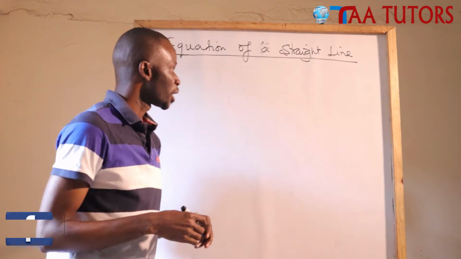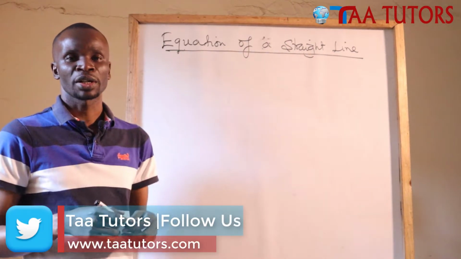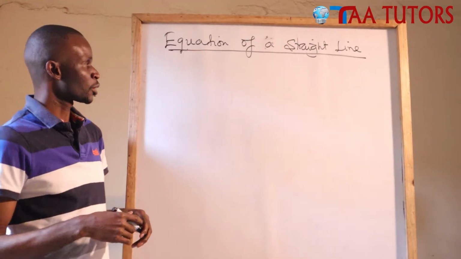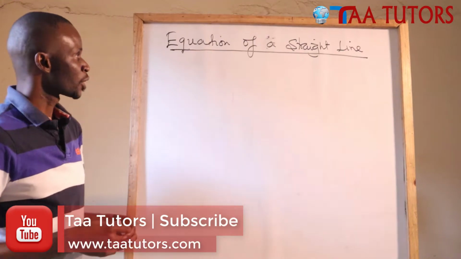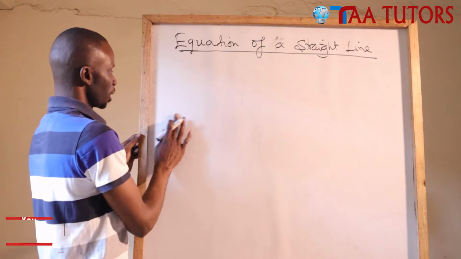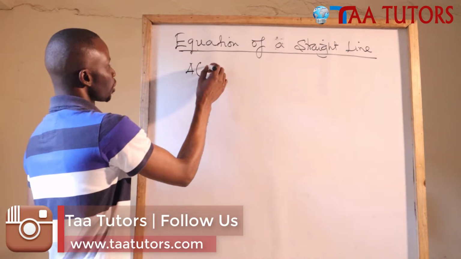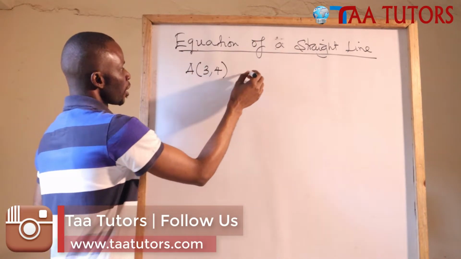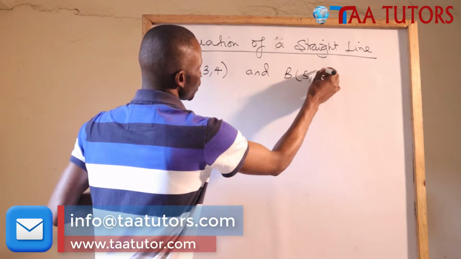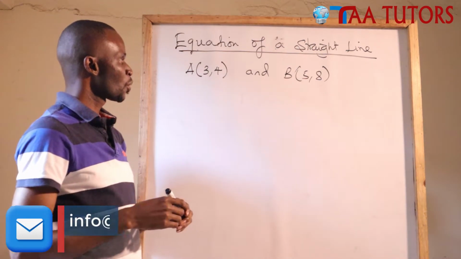According to what she has informed me, you were able to study how to find the gradient of a straight line. Mine today will be to show you how to determine the equation of a straight line. A straight line has many coordinates, but I'll just take, for example, a line passing through point A, which is 3, 4, and point B, which is coordinate 5, 8. We need to find the equation of a straight line passing through these two coordinates.